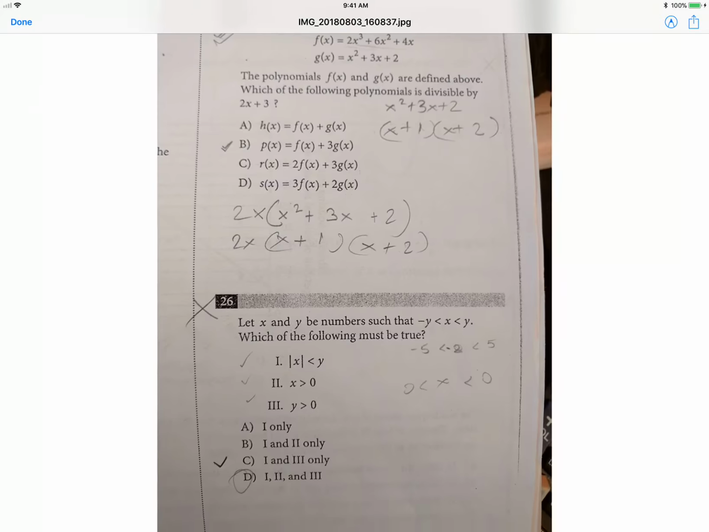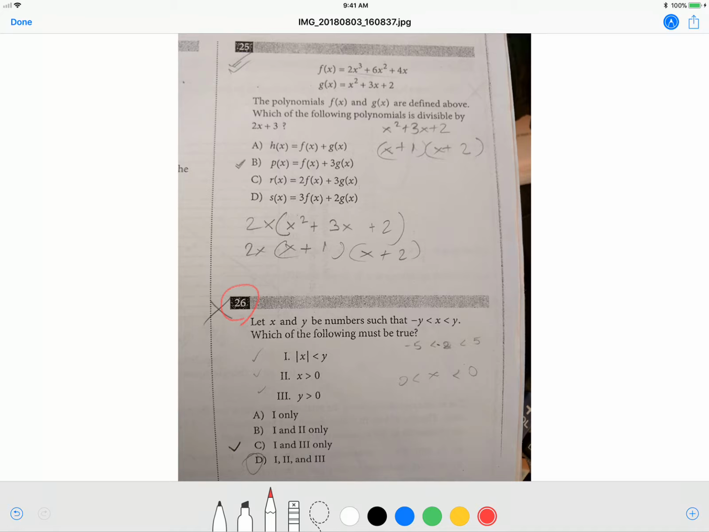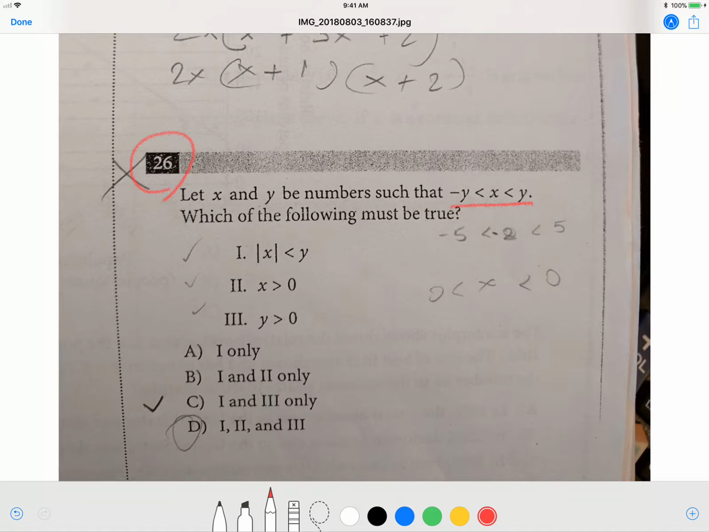Okay, so let's take a look at the problem number 26 first. Okay, so 26 says let x and y be numbers such that negative y is less than x and less than y. So if you just focus on those inequalities right away, you should probably say, even before plugging in these random numbers that you did, which was negative 5, 2, and 5, which is good. So you used y as 5, right?